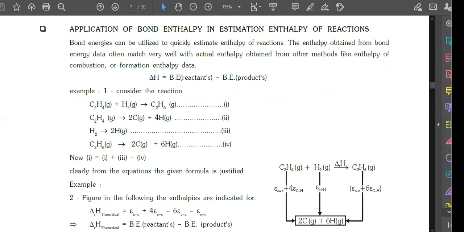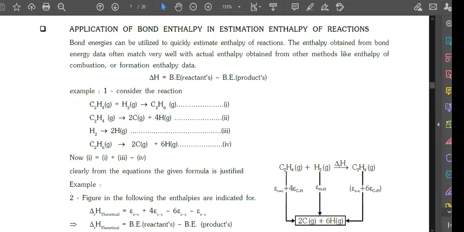Okay, so let's see here. As I told you, this bond energy is also reactant minus product. I hope all of you remember that this is reactant minus product instead of product minus reactant.